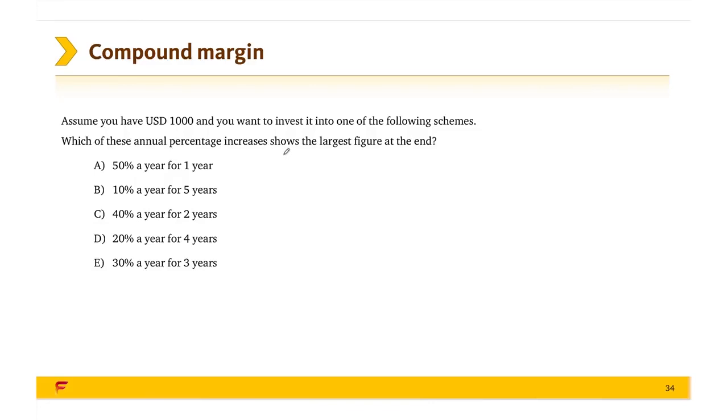The trick here is that we need to compare 5 options, and one option shows big growth but just for 1 year, and other options show smaller growth but for more years. Of course, it's very difficult to compute the numbers because even if we use the formula with the compound margin, which is (1 plus x percent) to the power n equals 1 plus n x percent plus compound margin, we won't be able to evaluate this compound margin here because it will be just too large. Remember that the product of n and x should be less than 45 in order for the compound margin to be less than 10 percentage points. And after 45, compound margin grows exponentially and it becomes really large.